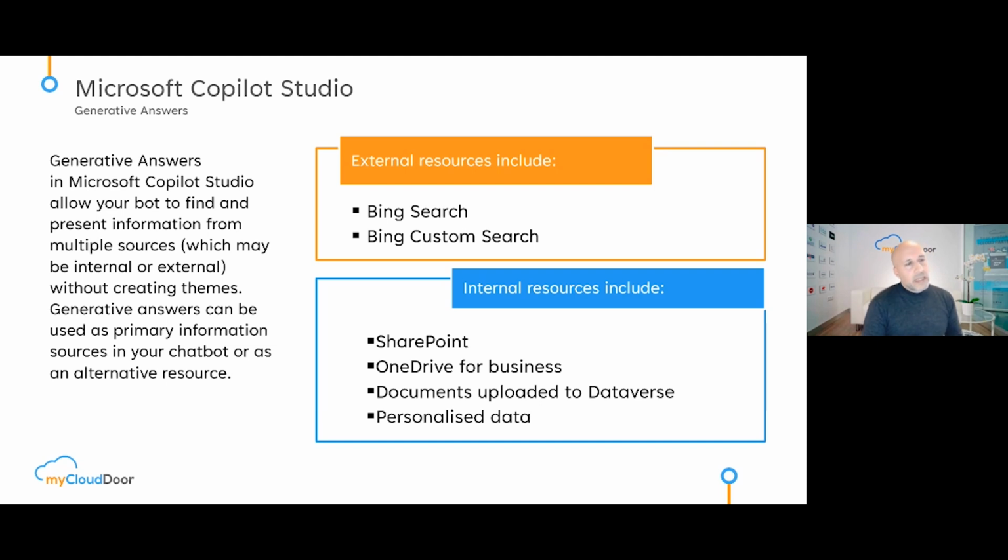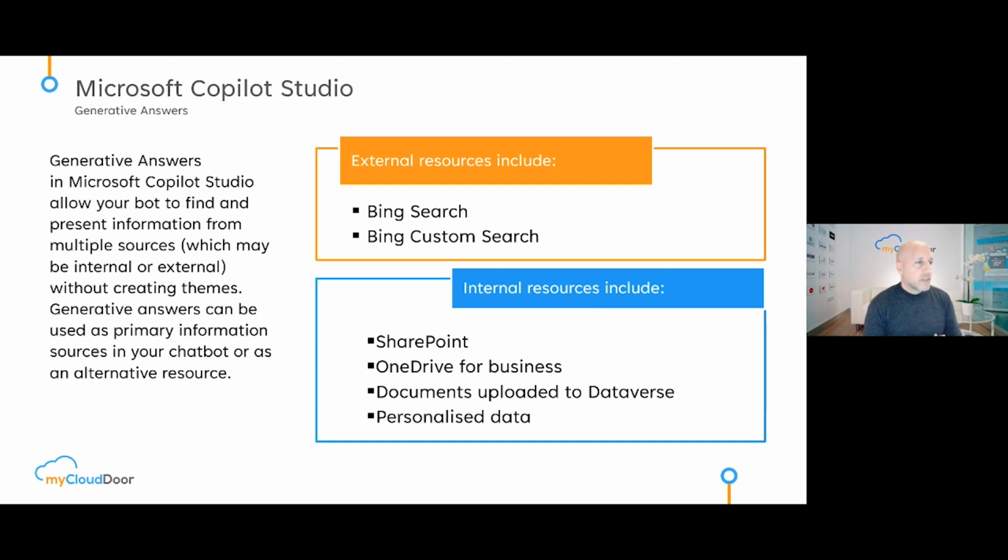Generative answers in Microsoft Copilot help your chatbot give information. It can find answers from many places inside or outside your company without needing other topics. We can use generative answers as the main way to give information in your chatbot, or as extra help.